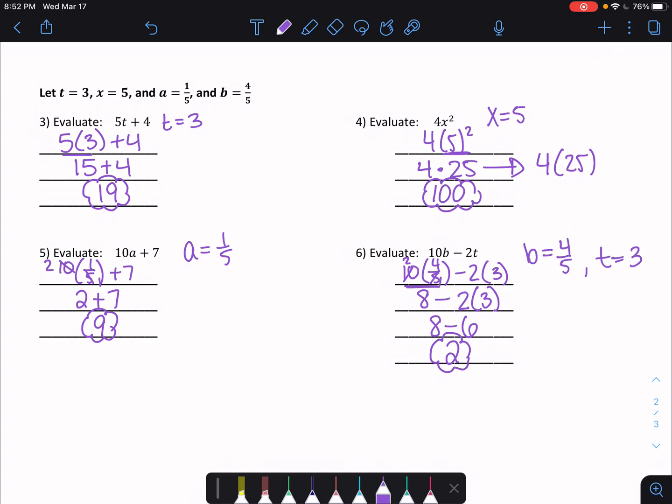So the only thing that we are adding today is this idea of putting a value in for a variable, and then we're going to follow order of operations, which we've been working on for a good chunk of this module. We will work on our order of operation or our evaluating homework tomorrow on the half day. So again, we are working on evaluating, replacing a variable with a value, and then simplifying using order of operations.